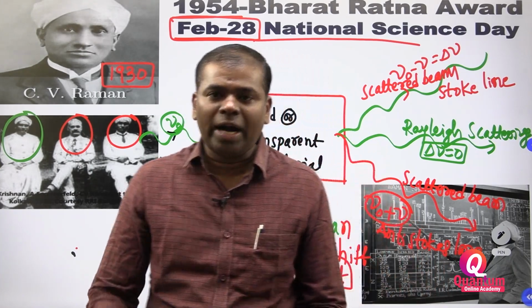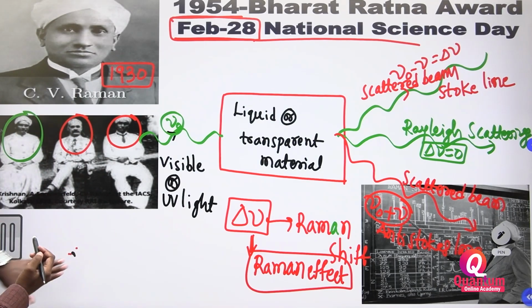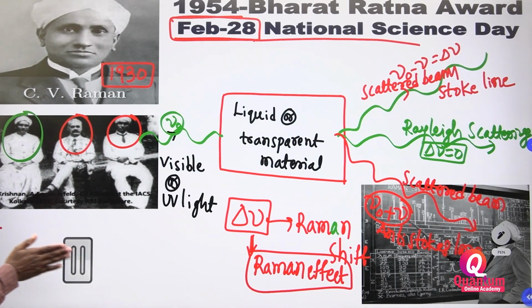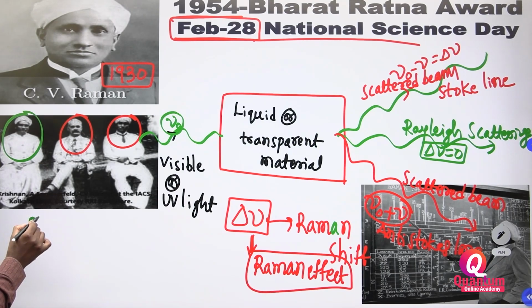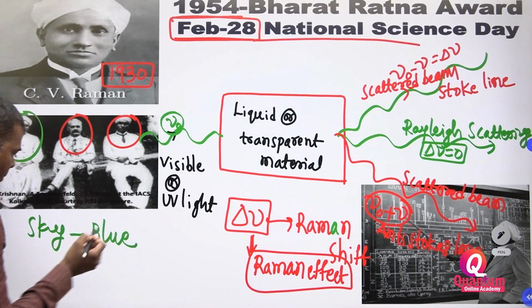What is the use of the Raman effect, of this scattering? Why does our sky appear in a particular color? If you look at the sky, which color is it? A blue color it is appearing.